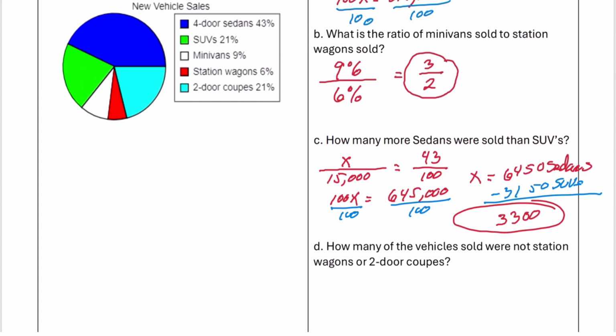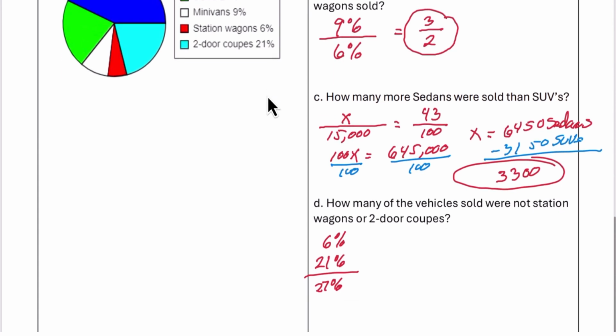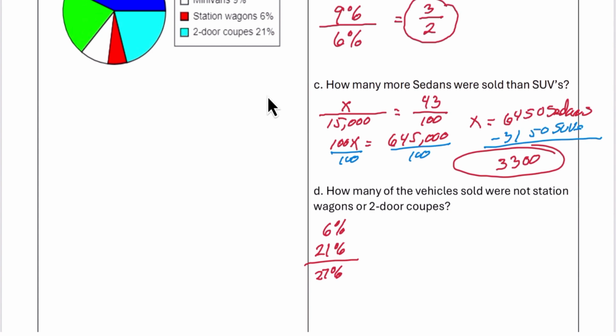And in Part D, how many of the vehicles sold were not station wagons or two-door coupes? Station wagons were 6%, and two-door coupes were 21%, for a total of 27%. How many were not those? We'll take the whole, which is 100, subtract 27, which will give us 73%. 73% of the vehicles were not the two that were given.